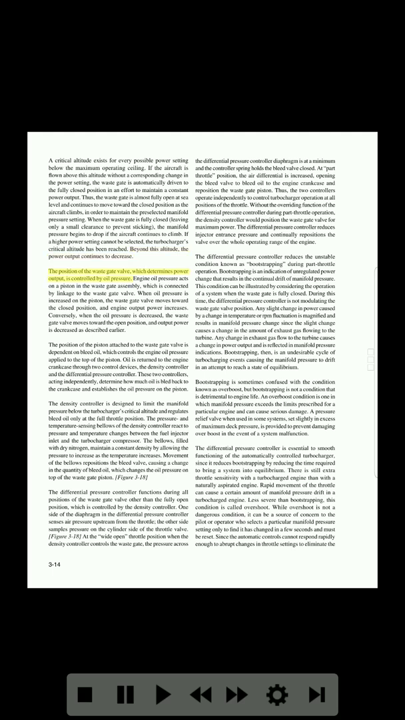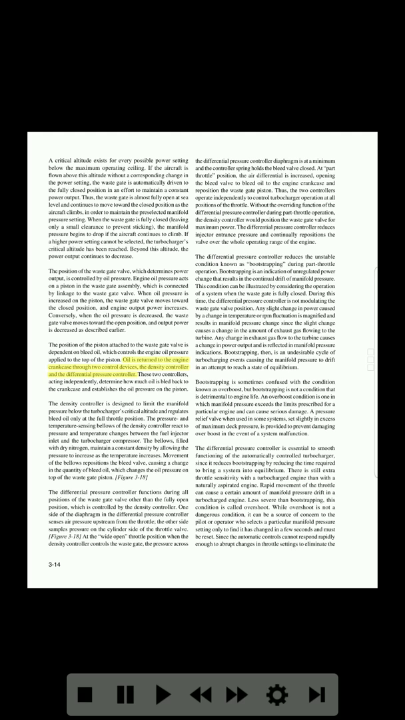The position of the wastegate valve, which determines power output, is controlled by oil pressure. Engine oil pressure acts on a piston in the wastegate assembly, which is connected by linkage to the wastegate valve. When oil pressure is increased on the piston, the wastegate valve moves toward the closed position, and engine output power increases. Conversely, when the oil pressure is decreased, the wastegate valve moves toward the open position, and output power is decreased as described earlier. The position of the piston attached to the wastegate valve is dependent on bleed oil, which controls the engine oil pressure applied to the top of the piston.